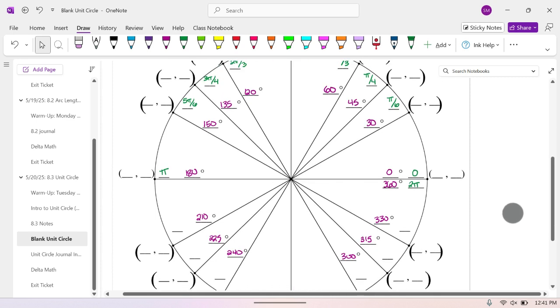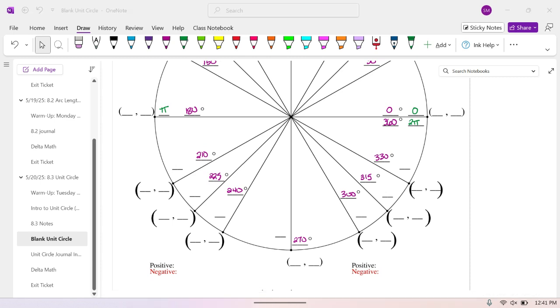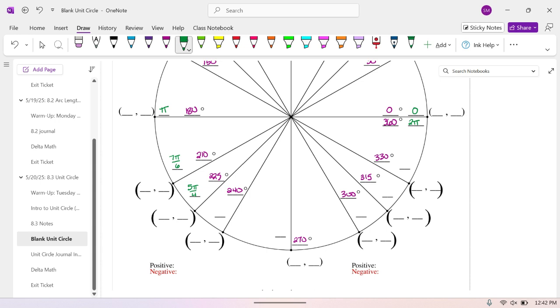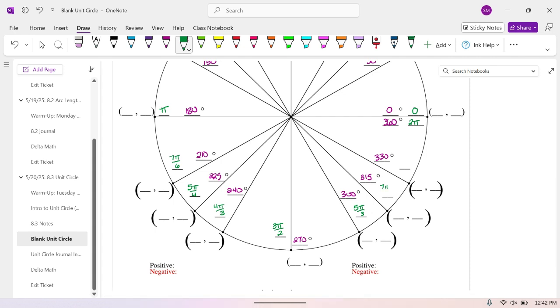All right. Then it would be 7 pi over 6, 5 pi over 4, 4 pi over 3, 3 pi over 2, 5 pi over 3, 7 pi over 4, and 11 pi over 6. And that's all your radians.